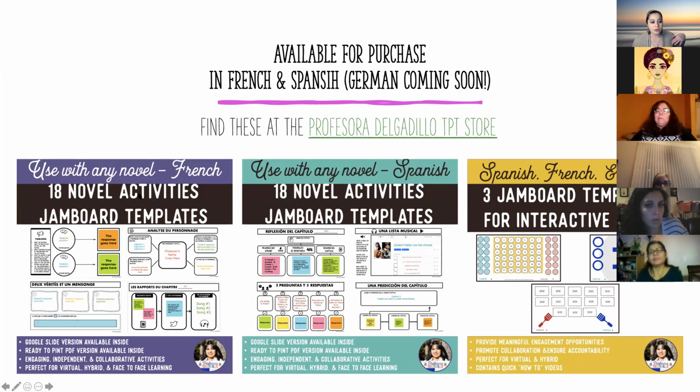And if you decide to buy them, they come in Jamboard form. They come in a Google Slide form, so if you're a Google teacher and you don't want to use Jamboard, you can just use it in Google Slides. And they come in a PDF form, so that if you're teaching face-to-face, you can also print the sheets and give them to your students. So there are 3 forms, and it's 18 novel templates that help your students come up with all kinds of activities. And there are my Jamboard games too.